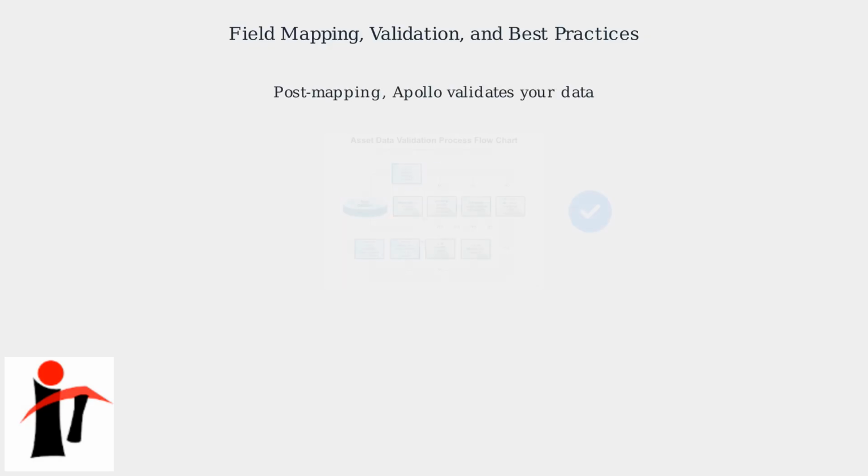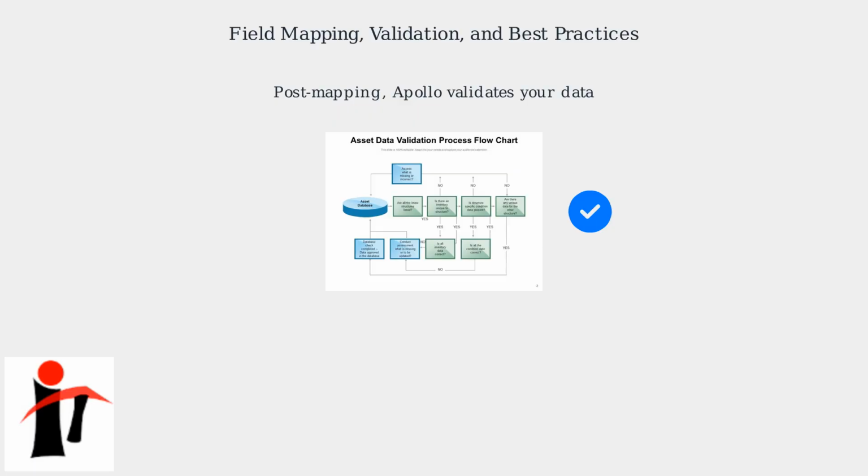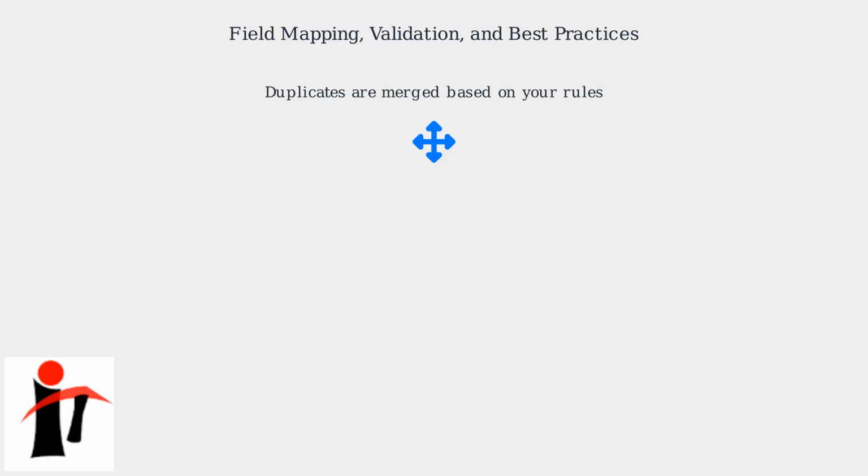After mapping, Apollo validates your data, checking formats like email addresses and offering enrichment options such as adding social profiles. Apollo automatically merges duplicate entries according to the rules you set during the process.